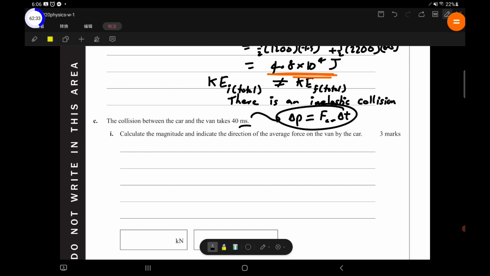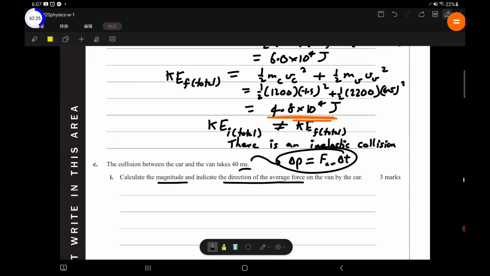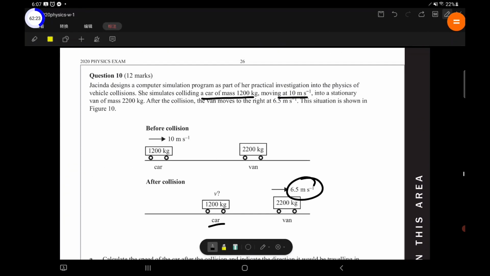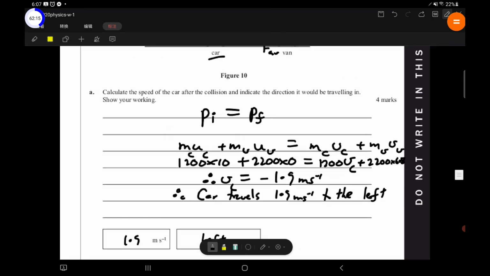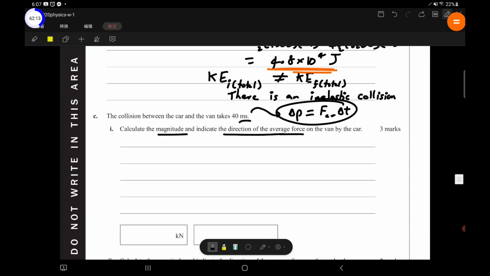All right, so we have to determine the magnitude and the direction of the average force on the van, sorry, by the car. So the force that the van exerts on the car, which is to the right. Of course, we know that because the car is moving to the right. So that's the direction. But what is the magnitude?